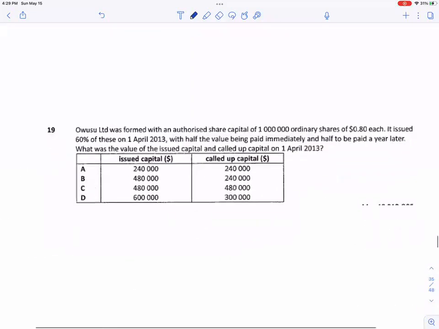Come on to the 19th one. What do they want? They want the issued capital and called up capital. Try it.